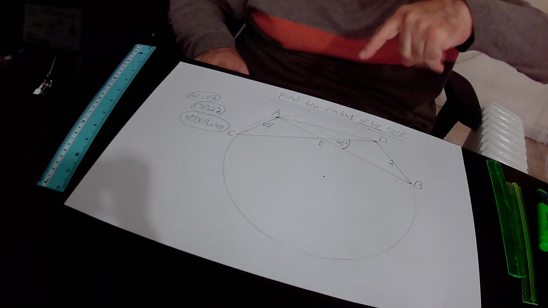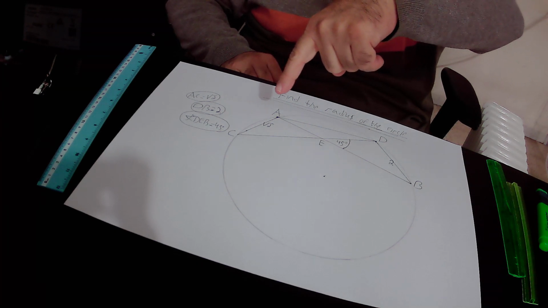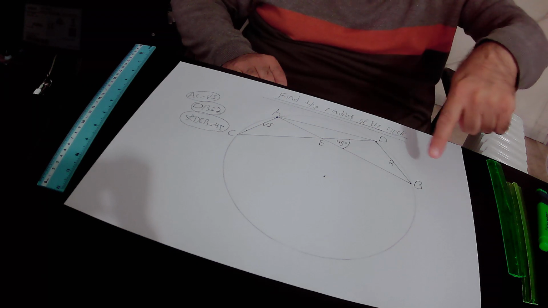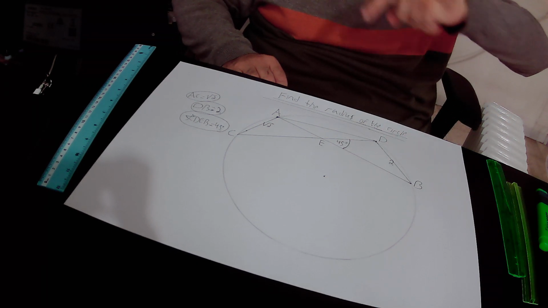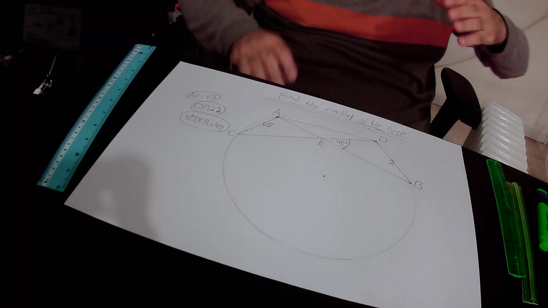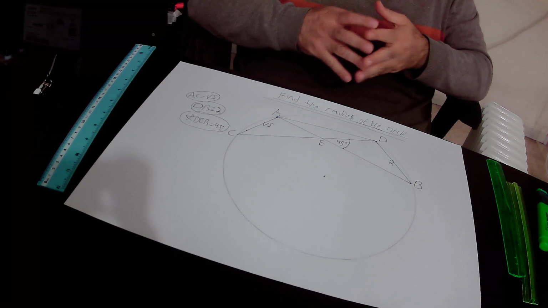Hello, in this lecture we'll find out the radius of the circle. In the drawing we have a circle. Inside the circle we have chord AC that is equal to square root of 2 units in its length. Chord DB equals 2 units. This angle BED equals 45 degrees, and our mission is to find out the radius of this circle.